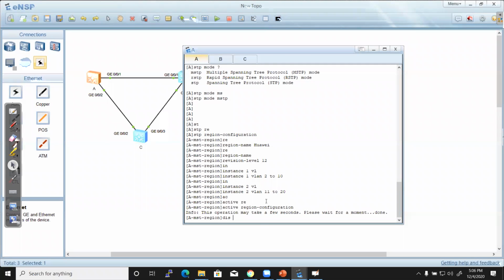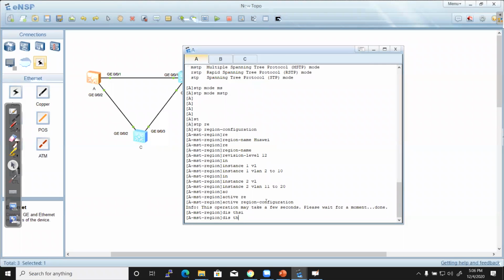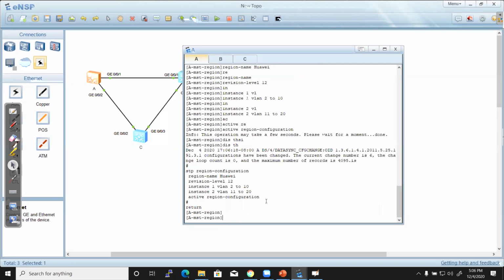And what we have done, let me show you again by giving this command, display this. You can see I have done these configurations. I have configured the name, I have configured the number, and then I have created two instances. I'm mapping instance 1 with VLANs 2 to 10. I'm mapping instance 2 with VLAN 11 to 20. And I'm activating regional configurations.